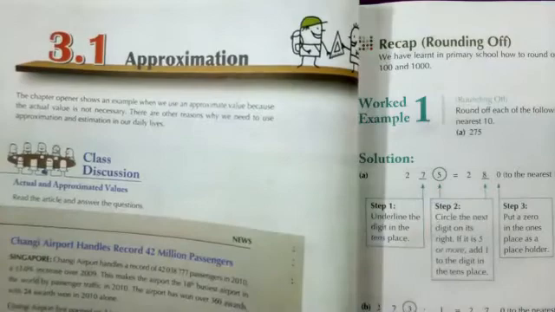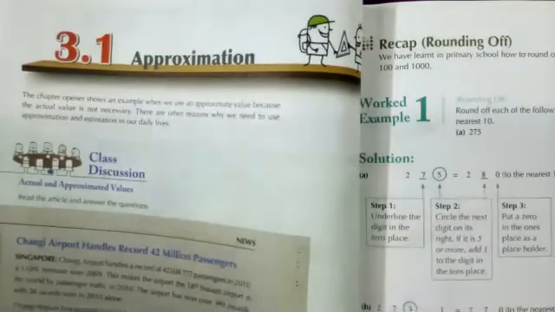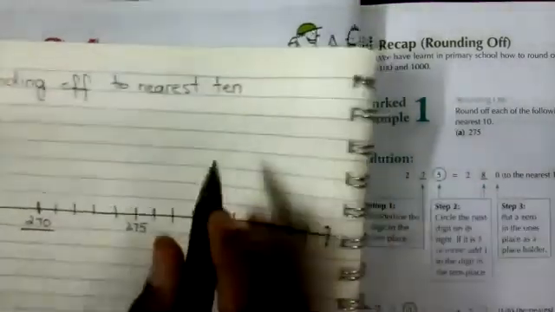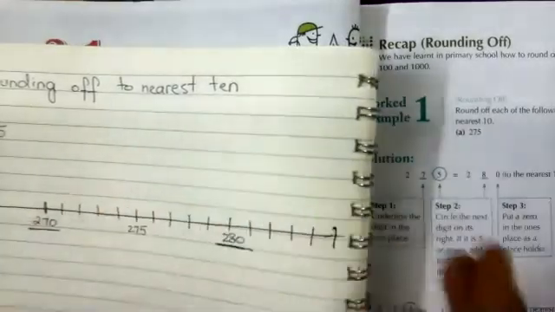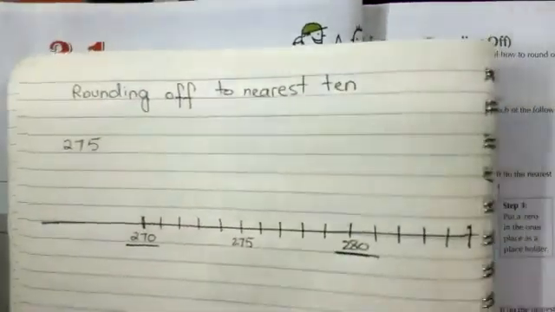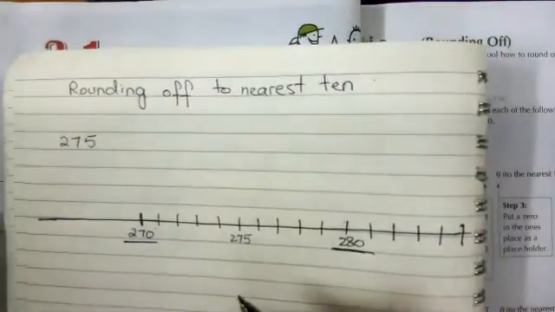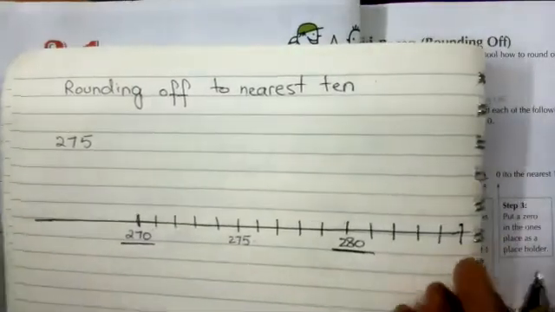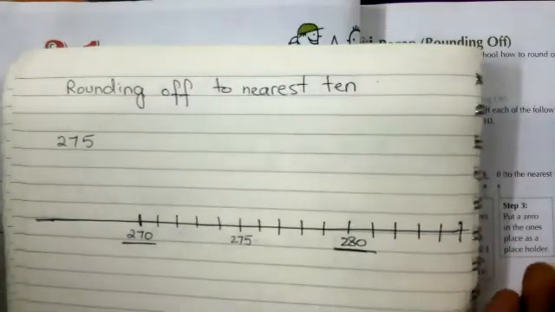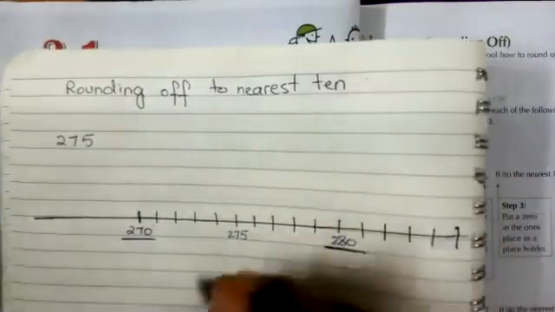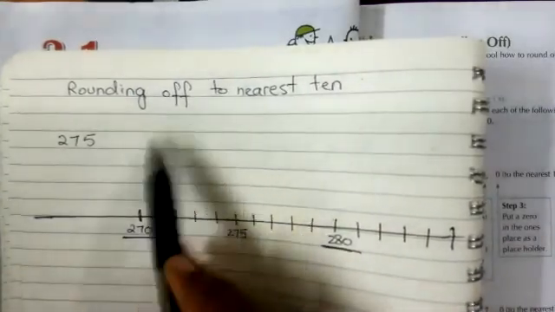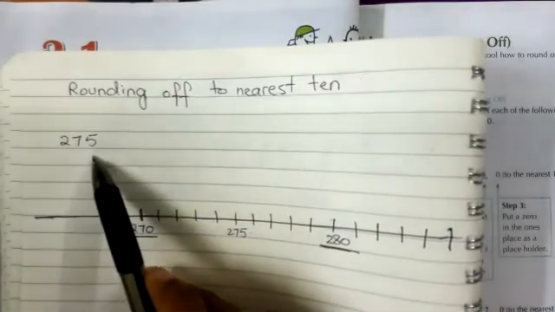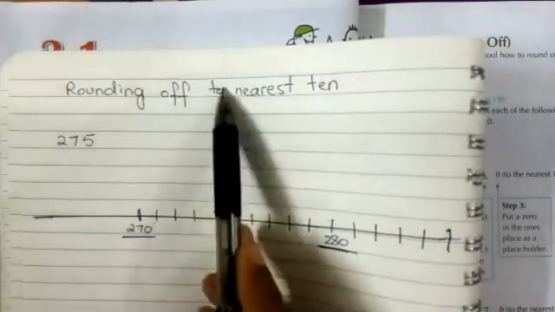Okay, so once we have talked about that, let's now discuss how rounding off is done. If we look at counting, if we look at the numbers, most of the convenient numbers are multiples of 10, either tens or hundreds or thousands. These are the most convenient numbers. Now, for example, let's take this example. I took this example from your book. Rounding off to the nearest 10.